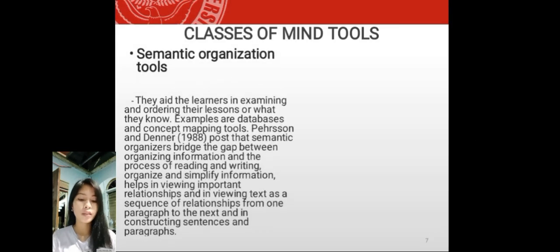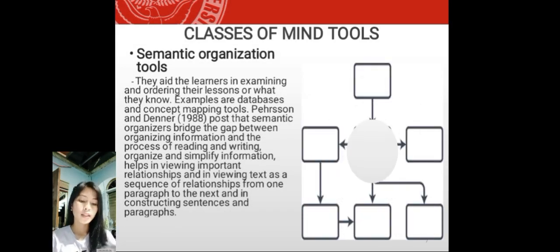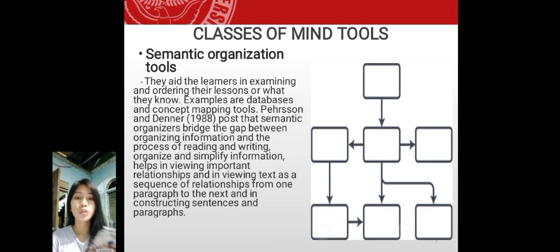The classes of mind tools. Number one is semantic organization tools, which aid the learners in examining and ordering their lesson or what they know. Examples are the databases and concept mapping tools. These tools help the students to identify, analyze, and organize the concepts within a system based on their relationships. It also helps the learners organize what they know and what they are learning.